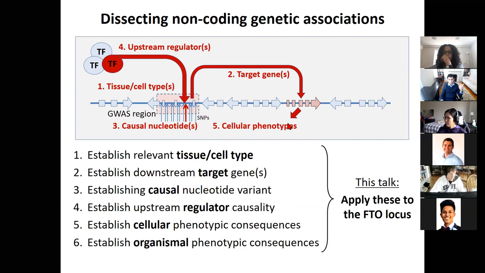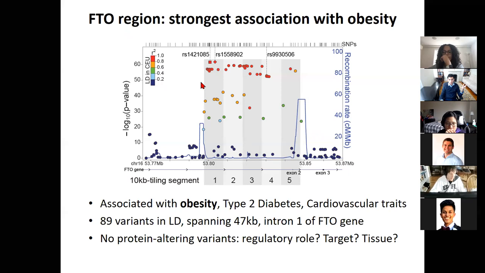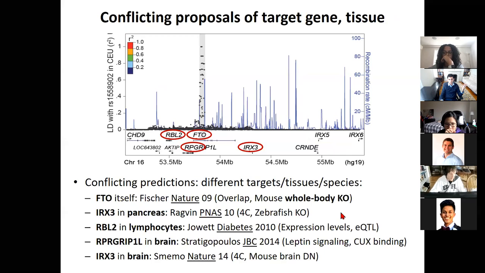And how do we ultimately understand the cellular and the organismal phenotypes that result from the target genes? As I mentioned earlier, this FTO locus has 89 common variants. This is the strongest association with obesity, and the regulatory role, the target gene, and the tissue have been under great debate. This locus impacts only one gene, as you can see here, but many other genes are in the neighborhood, potentially causal, and many of these have been proposed through different studies.